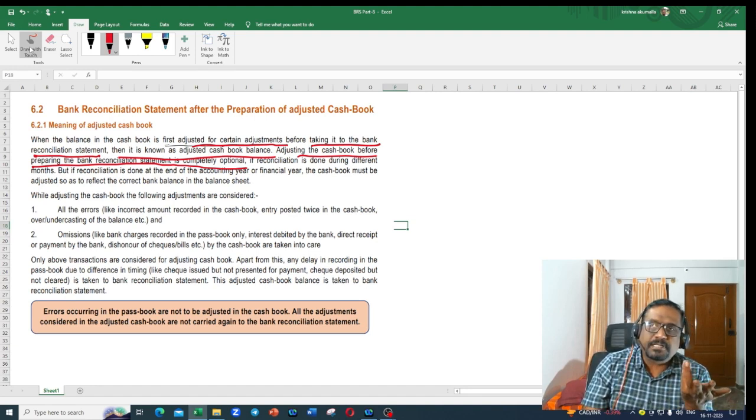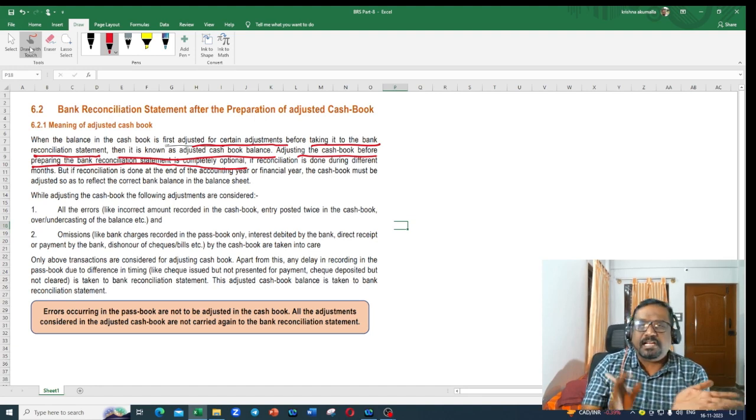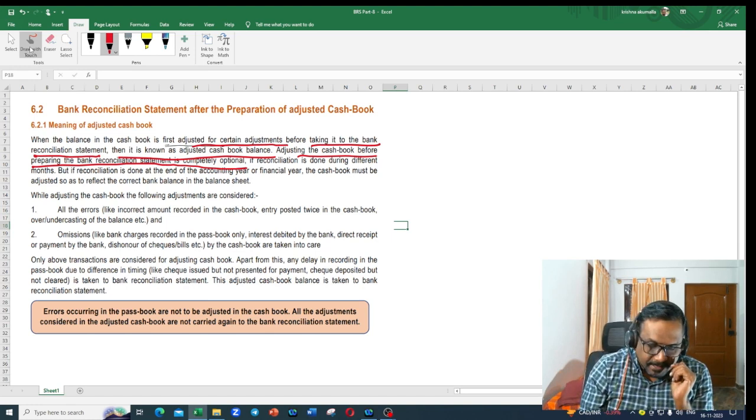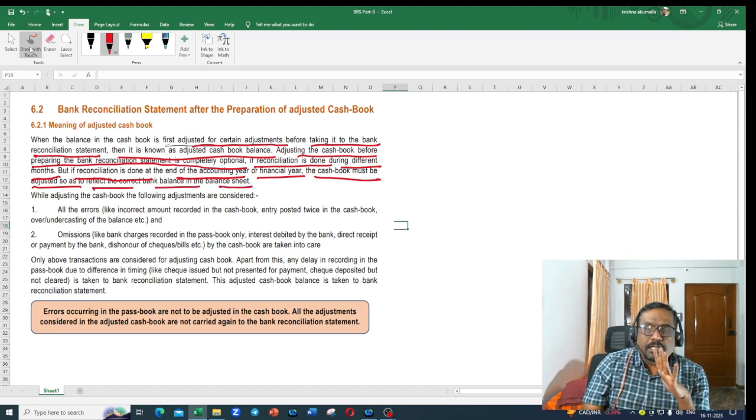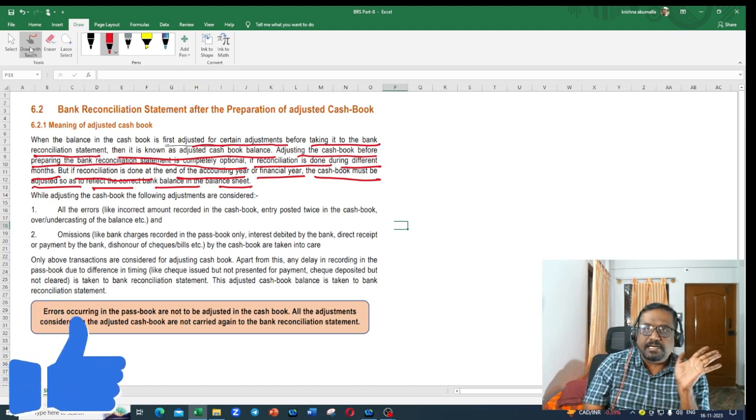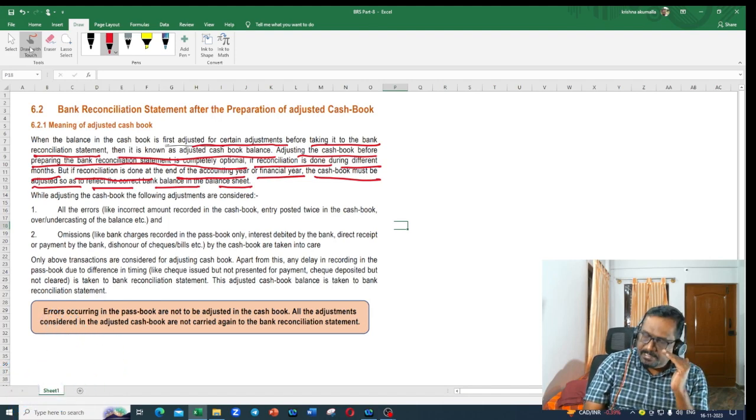There could be a possibility that you get a problem saying that you adjust the cash book and then prepare the reconciliation. Reconciliation may be done during different months, but if it is done at the end of the accounting year or financial year, the cash book must be adjusted so as to reflect the correct bank balance in the balance sheet. Year-end close, especially, you cannot take for granted. You have to make the cash book adjustment first and then prepare the bank reconciliation.